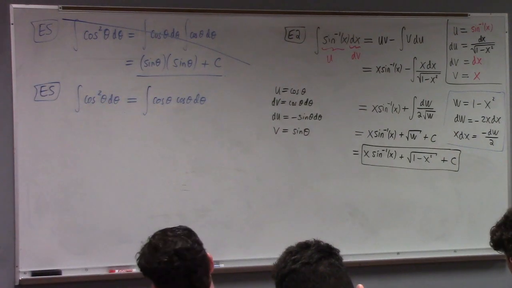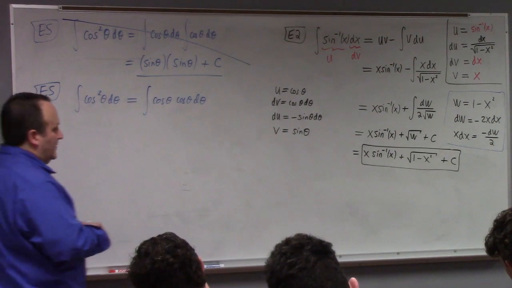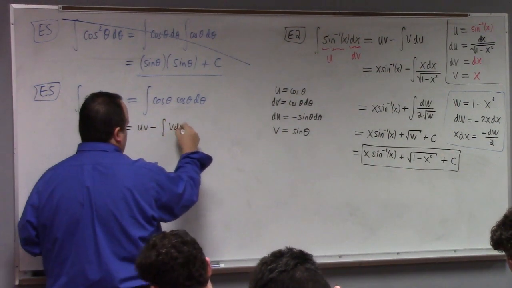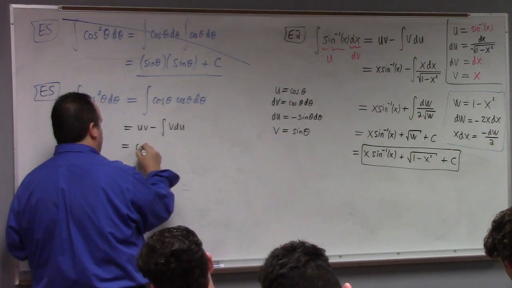All right? So then what? Well, then I do integration by parts, right? So I got uv minus the integral of v du. What's that here? Apparently, it is cosine theta sine theta.